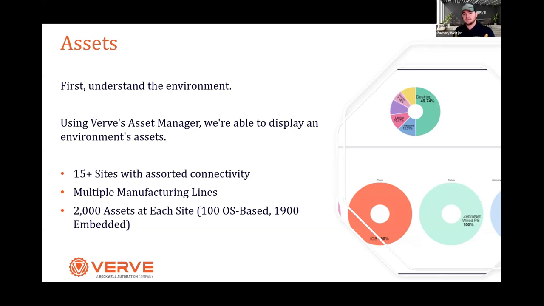There were multiple manufacturing lines at each of these sites. Of the 15 sites, I want to say there are about 45 different manufacturing lines, maybe a little bit more, somewhere between 45 and 60. And then each site had, give or take, about 2,000 assets. Just for the sake of time and effort, I put 100 OS-based assets, so workstations, servers, laptops, etc., and then 1,900 embedded assets, so everything from PLCs, safety devices, etc. And over on the right, we took a screenshot of the actual asset inventory within our reporting UI.